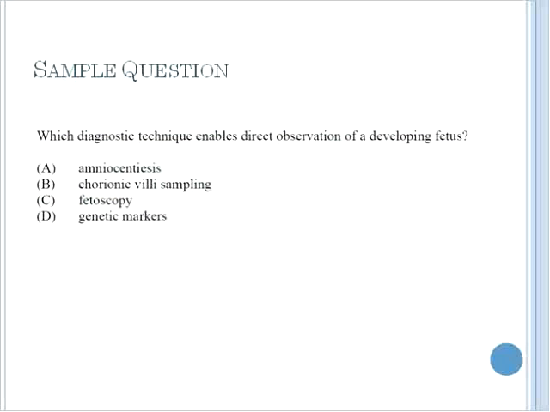And this question asks which technique enables direct observation of a developing fetus? Genetic markers, amniocentesis, and chorionic villus sampling all involve looking at the genetics. It is through fetoscopy that doctors can get an exact picture of the fetus.